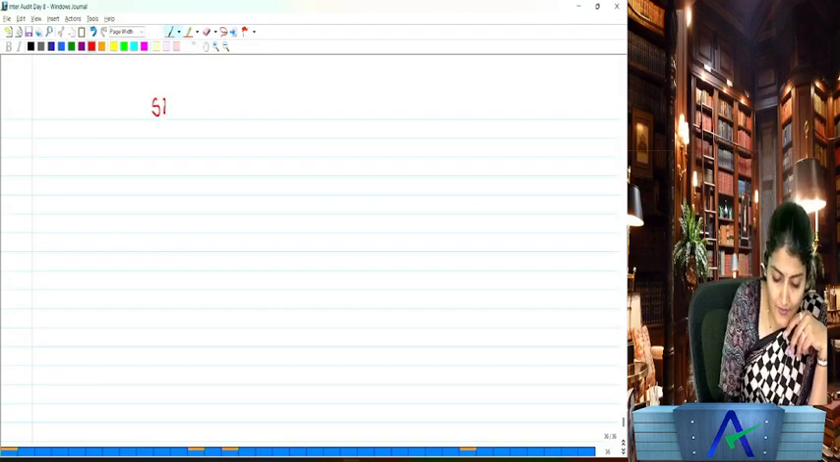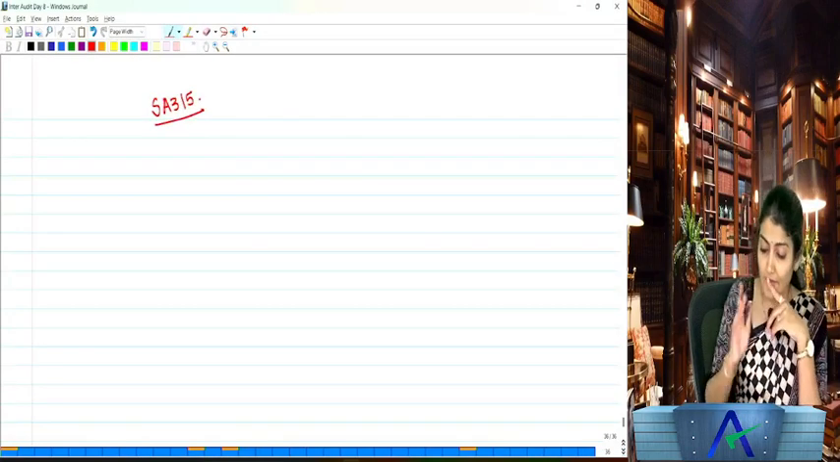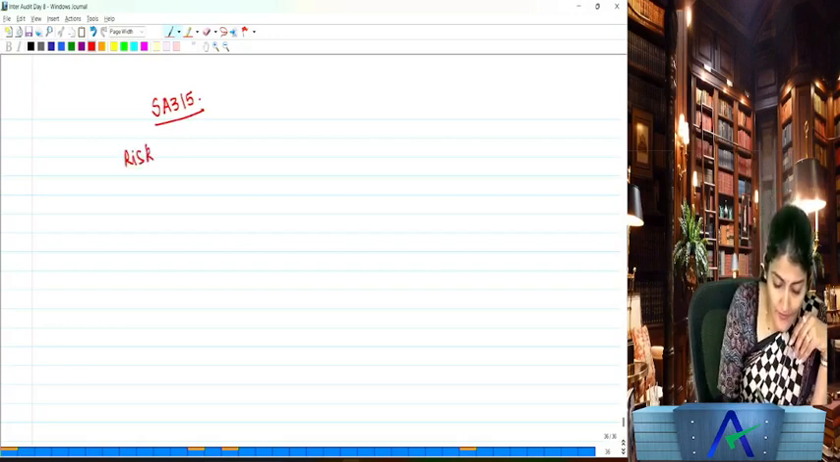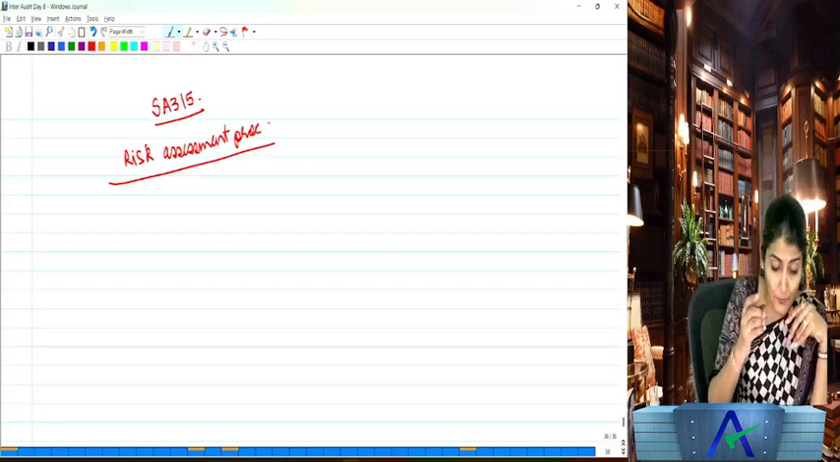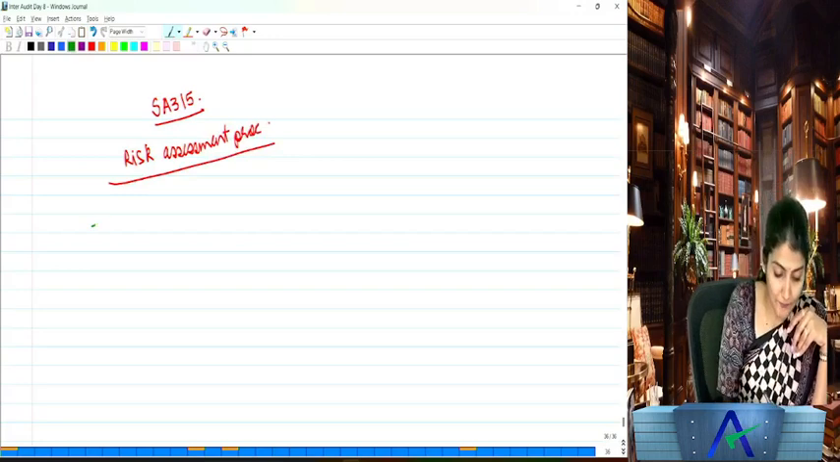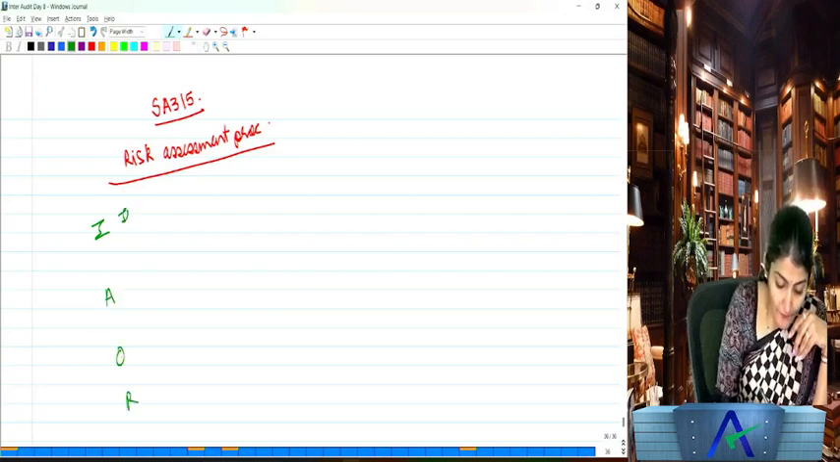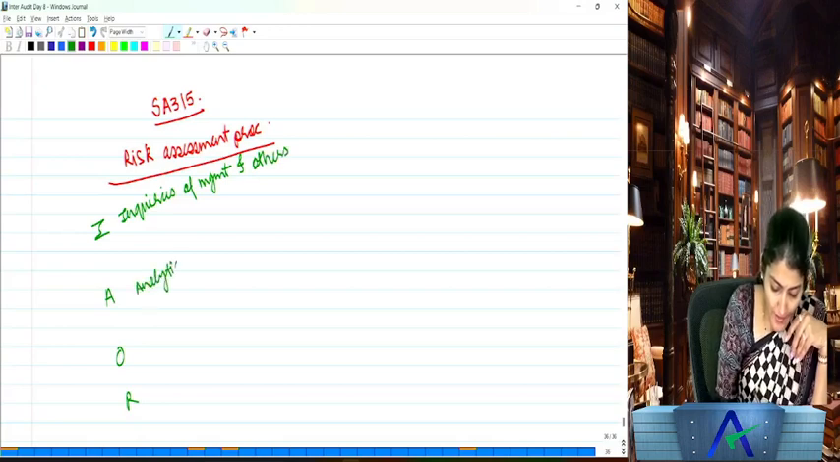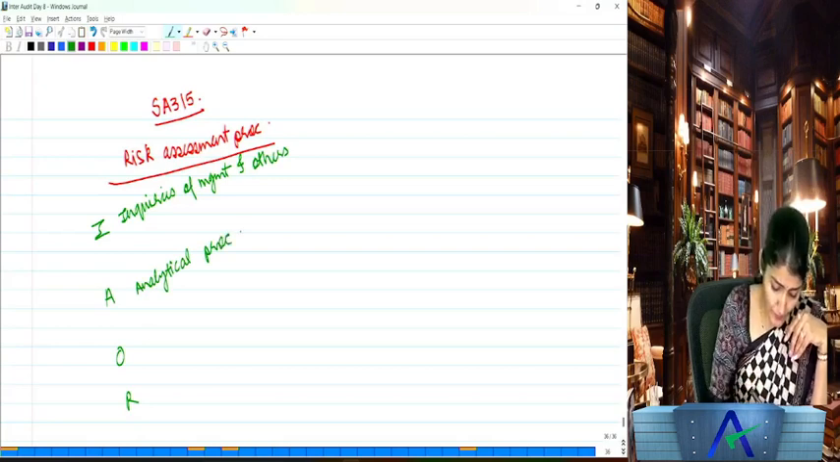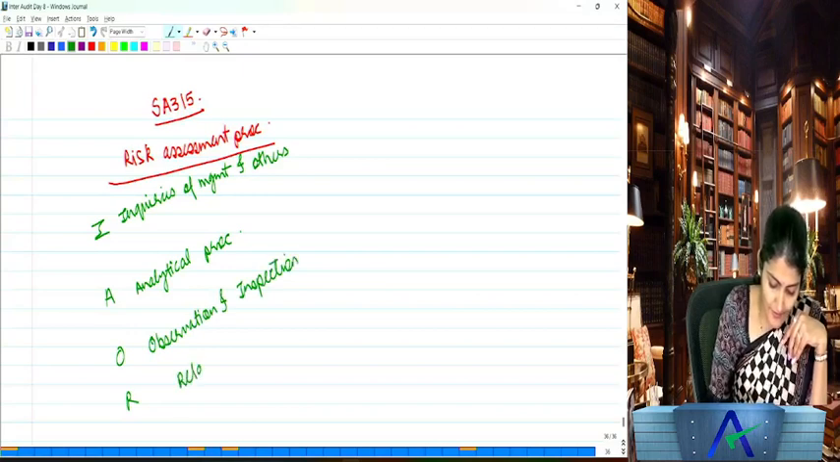Now, had I discussed with you SA 315, the risk assessment procedures? What were the risk assessment procedures? I, A, O, R. Inquiries of the management and the others within the entity. Then the analytical procedures. Then you have the observation and the inspection, and last but not the least is the related activities. It is not re-performance, it is the related activities.